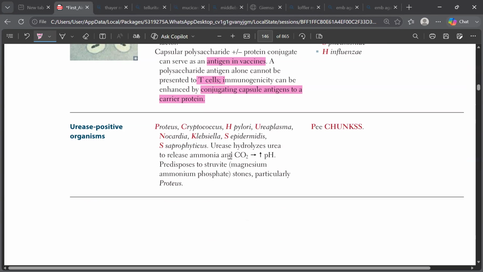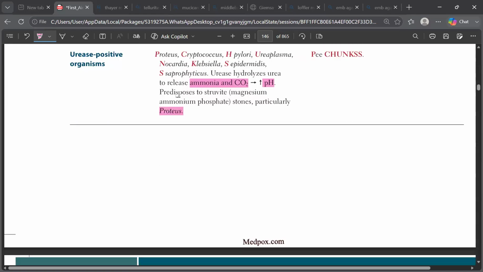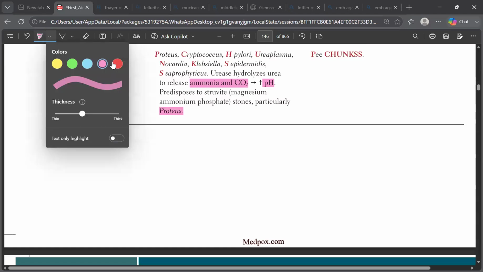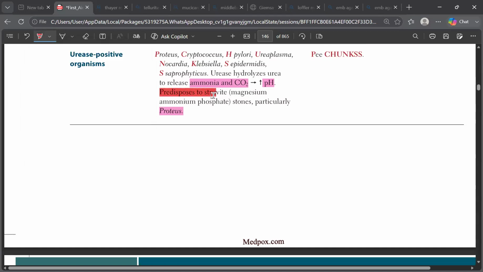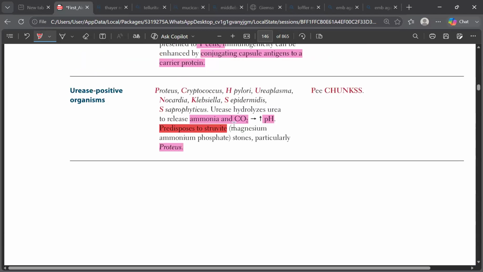Pylori, Ureaplasma, Nocardia, Klebsiella, S. epidermidis, S. saprophyticus. The urease hydrolyzes urea to release ammonia and carbon dioxide, and that increases the pH of the medium. It predisposes to struvite or magnesium ammonium phosphate stones, particularly Proteus. This is an important clinical aspect: the urease positive organism, especially Proteus, causes struvite or magnesium ammonium phosphate stones in the kidney.